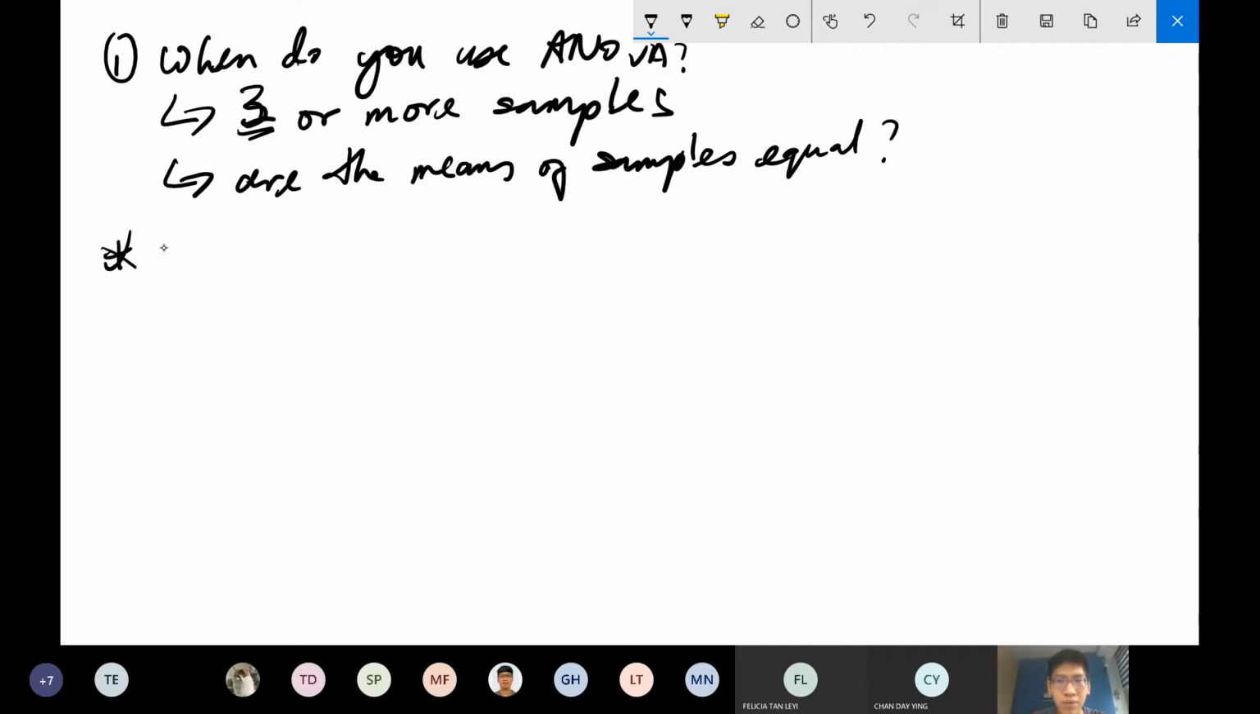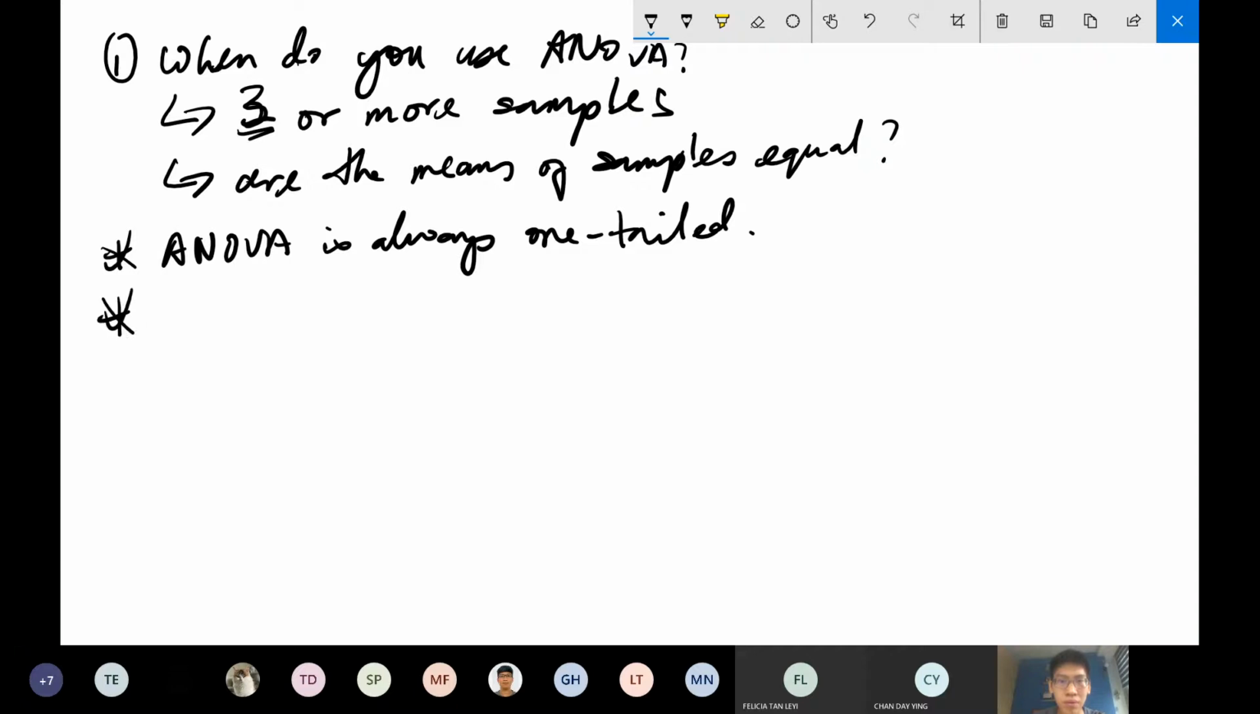Number one is ANOVA is always one tail. There's no such thing as two tail ANOVA. So you don't bother about one tail or two tail in ANOVA. There's no such thing.